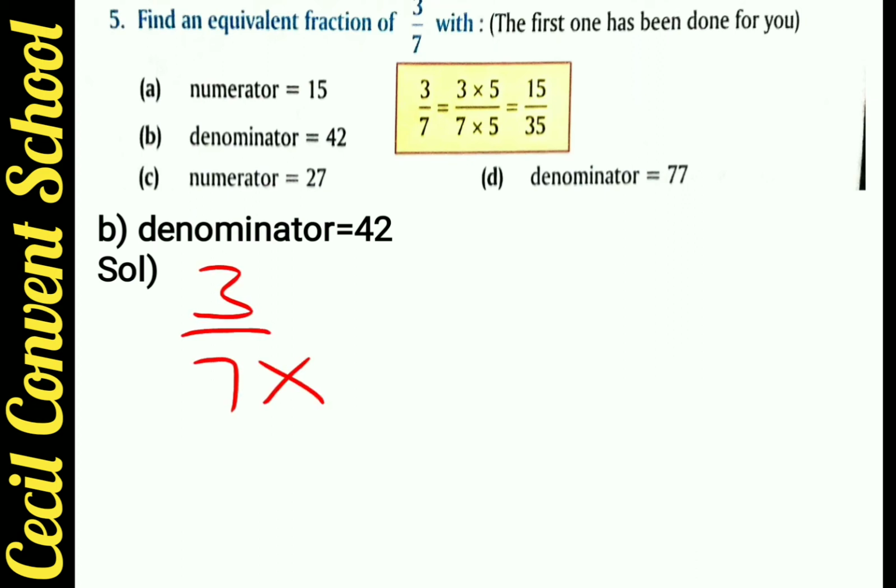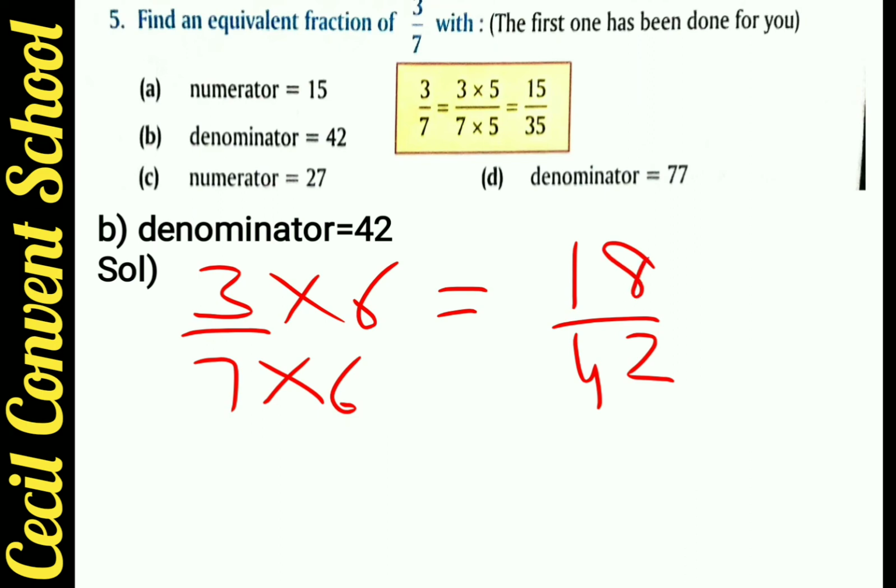So 3 by 7, you have to multiply by which number? You will get 42 down. Sorry, 42 down. Means 7 sixes are 42, so you will multiply 6 down and up also. So your answer will be 18. Clear? Like this manner we do.